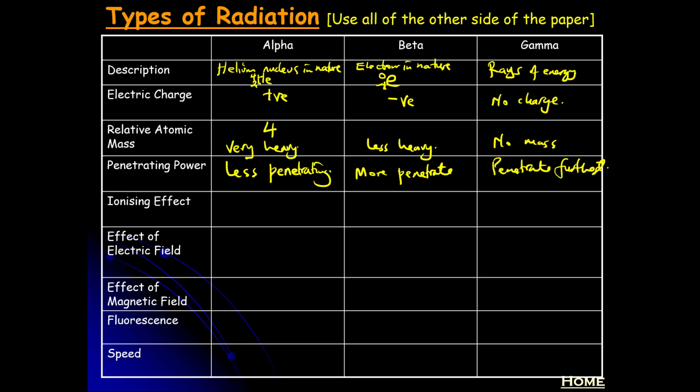This one can be stopped by just a paper. Beta particles can be stopped by aluminium, and then gamma rays can be stopped by lead or a thick wall. Those are the differences as far as penetrating power is concerned. I'm going to show you a description of this like you saw in the video.